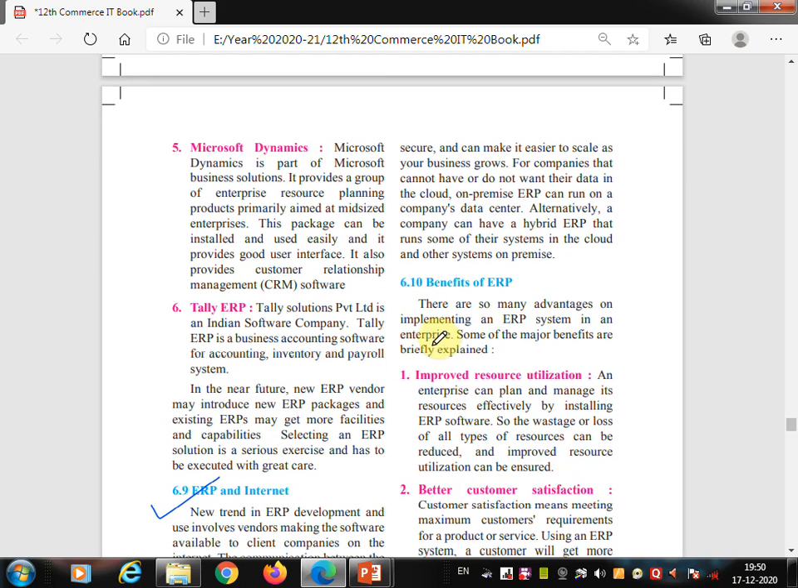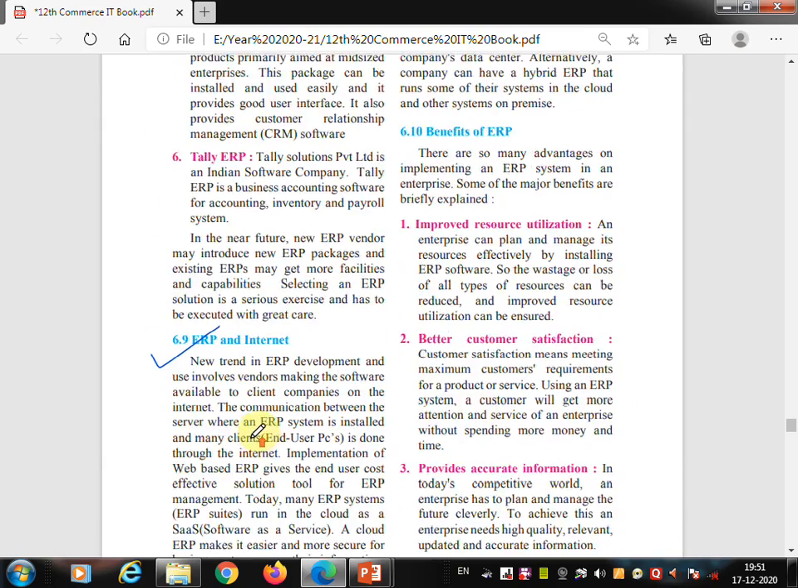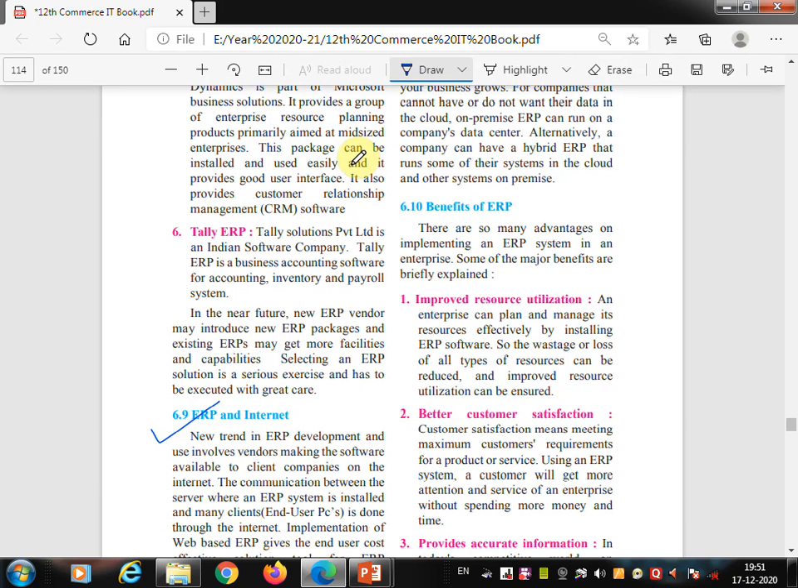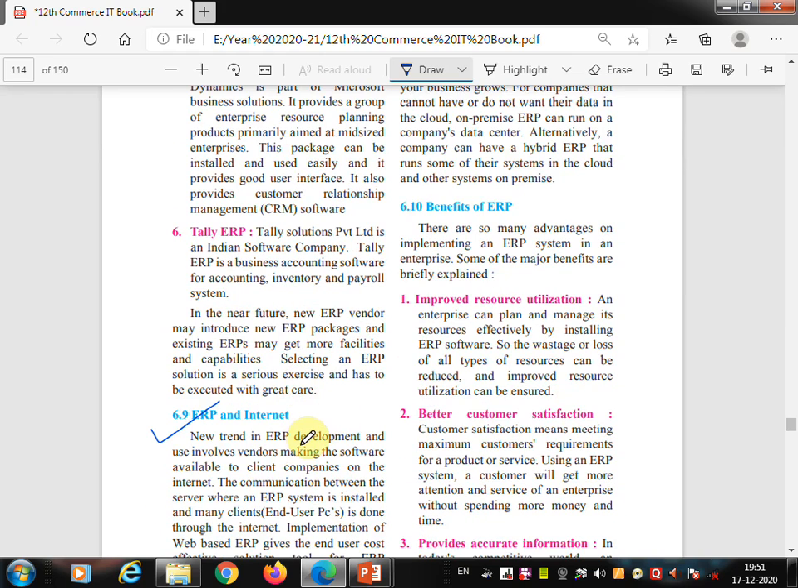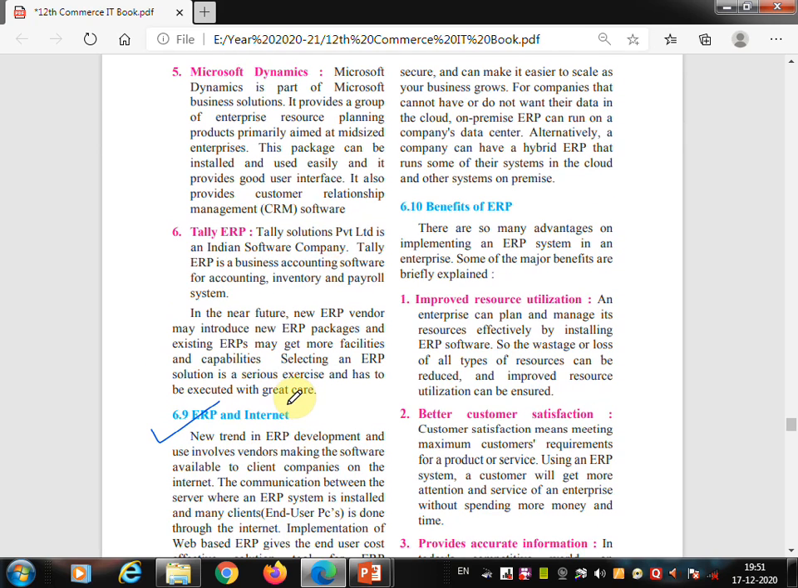For companies that cannot have or do not want their data in the cloud, on premise ERP can run on a company's data center. Alternatively, a company can have hybrid ERP that runs some of their systems in the cloud and other systems on premises. Now most of the software runs through the internet, so whenever you can connect to the internet you can use that software, and the data will remain secure. The main benefit of this is that the data will remain secure.